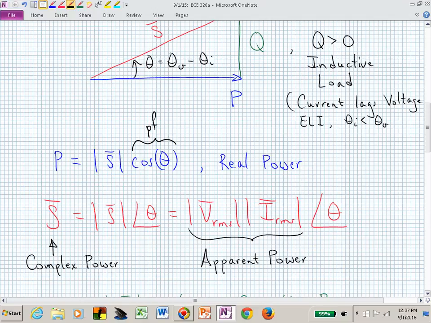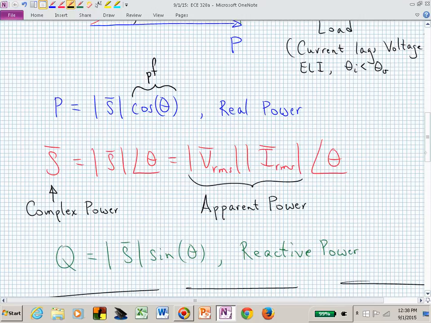And if you knew the voltage magnitude across the element and the current magnitude through that expressed in RMS, you would then have the apparent power. And that's what the power company is having to provide to you. And then if you know something about the power factor, or if you know the angle, then you know all the component parts of complex power.